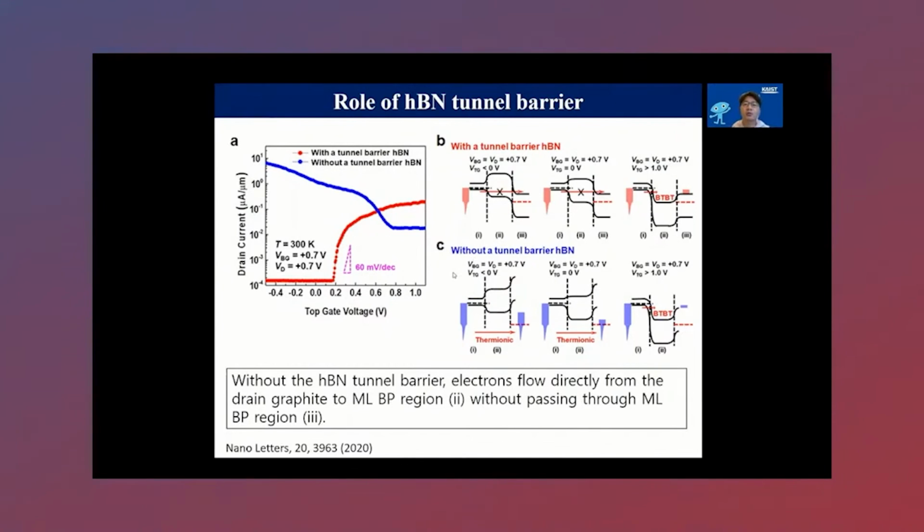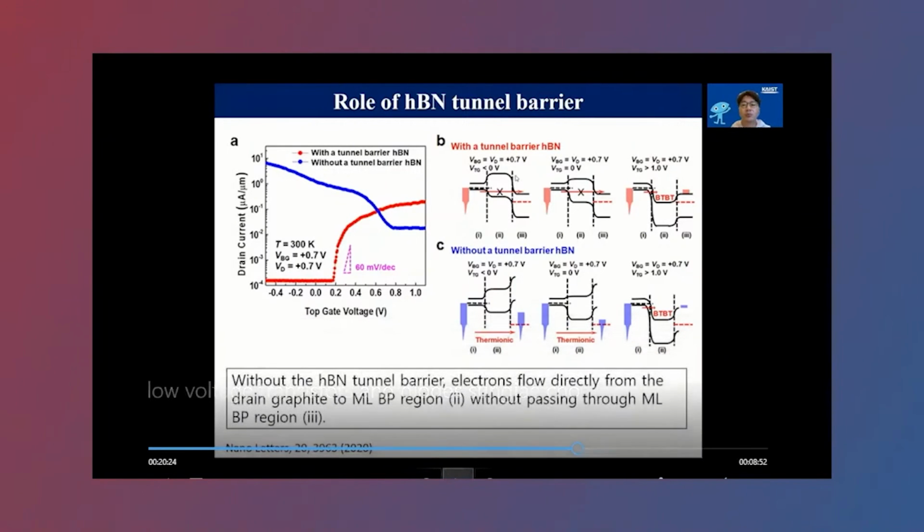What if we don't use the HBN between graphite and the monolayer BP? Then what happens is current no longer passes through the black phosphorus below the graphite, because graphite has much higher conductivity. Now all the current goes from the channel directly through the graphite. So region 3 here, which is the black phosphorus underneath the graphite, no longer acts as a channel. So in that case, the device acts totally differently.